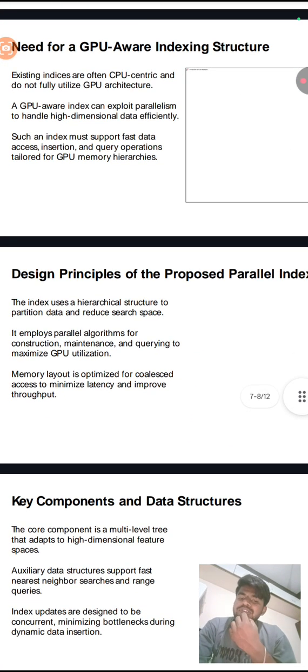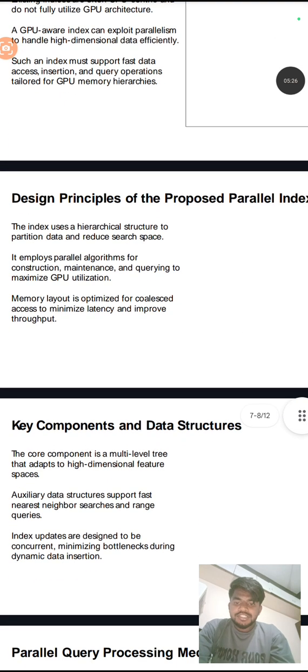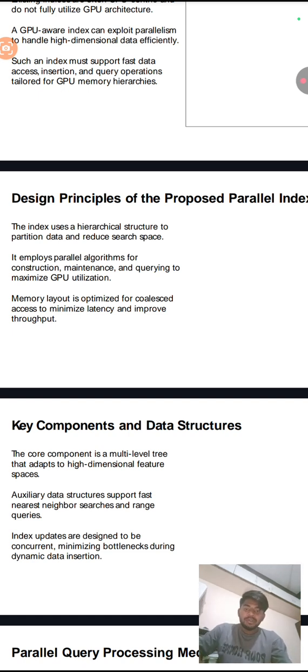Proposed architecture and high level design. The principles of the proposed parallel indexing: the index uses a hierarchical structure to partition data and reduce search space. It employs parallel algorithms for construction, maintenance and querying, which maximizes GPU utilization. Memory layout is optimized for coalesced access to minimize latency and improve throughput.